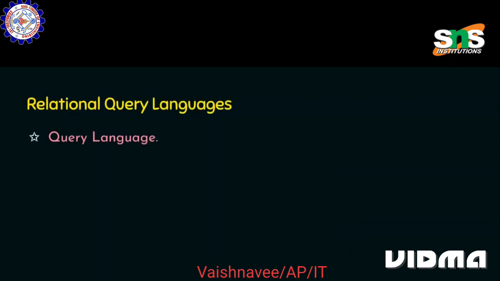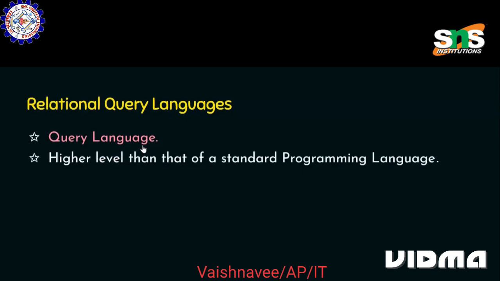So let us know what a query language is. A query language is a language in which a user requests information from a database. The database stores all our data, so whenever we need data from the database, we must know what language is used to retrieve or access it. That is nothing but a query language. It is said to be a higher level than standard programming languages.